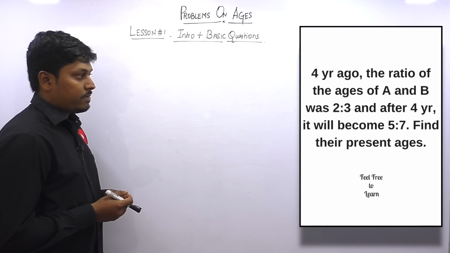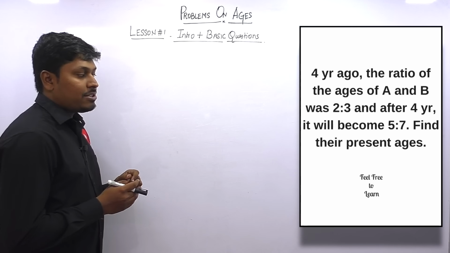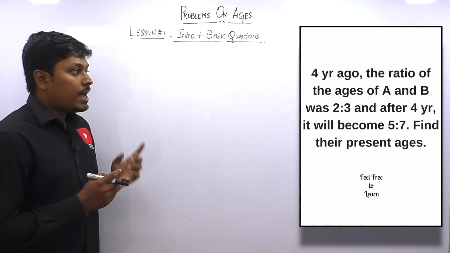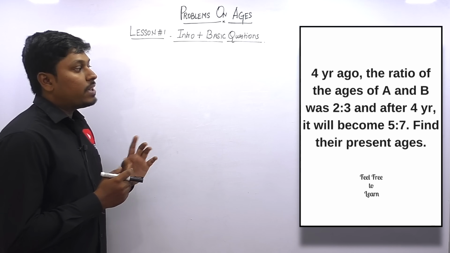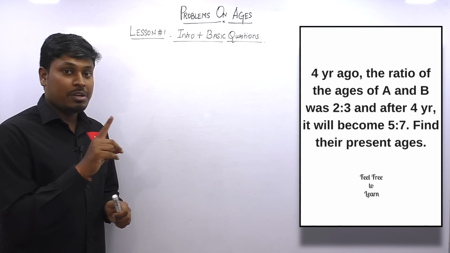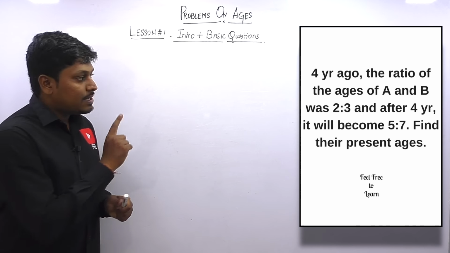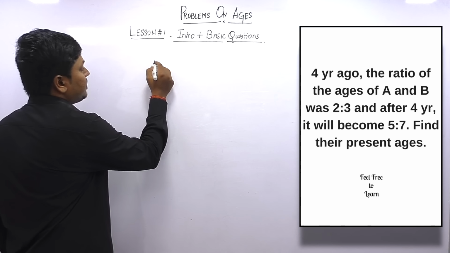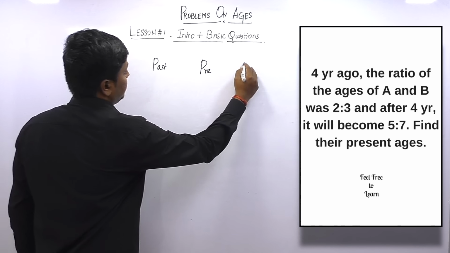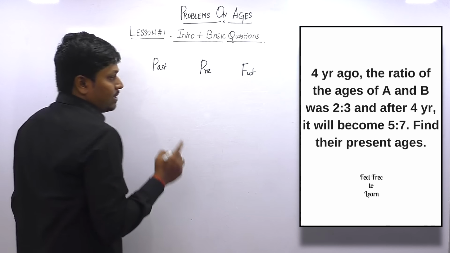Question number 5. 4 years ago the ratio of the ages of A and B was 2:3, and after 4 years it will become 5:7. Find their present age. The question is so simple, but you need to be careful while solving it. Listen here, first let me write this: past, present and the future.